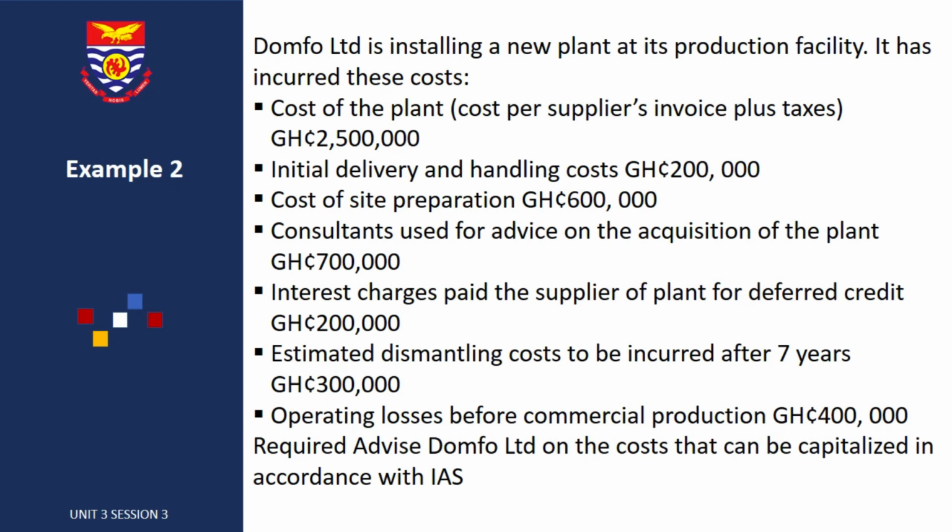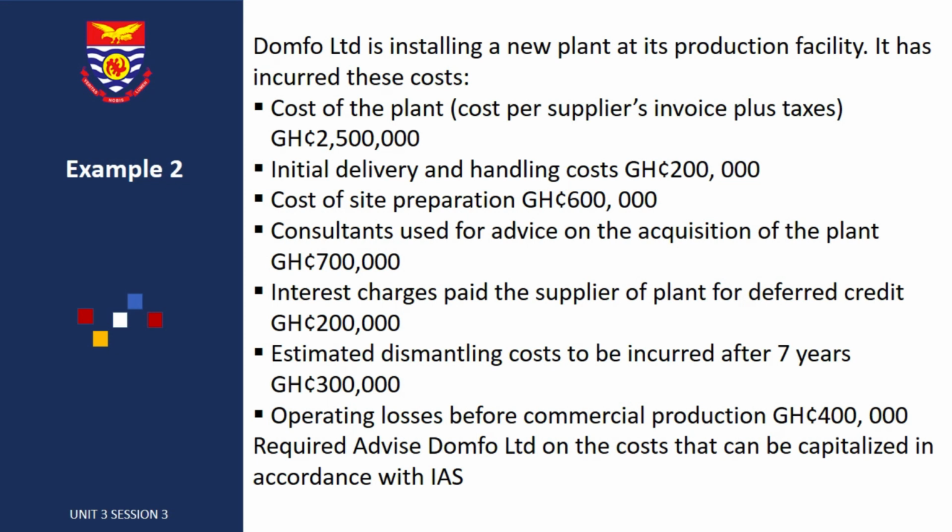So in doing it, when you look at the first one, the cost of the plant from the supplier is 2.5 million. When we are looking at the elements of cost, say the purchase price, this 2.5 million is the purchase price, so we capitalize it. As part of the element, we have the directly attributable cost. We have initial delivery and handling cost of 200,000. It must also be capitalized.